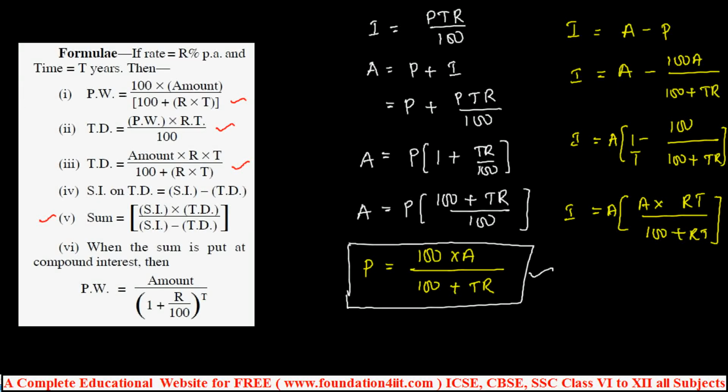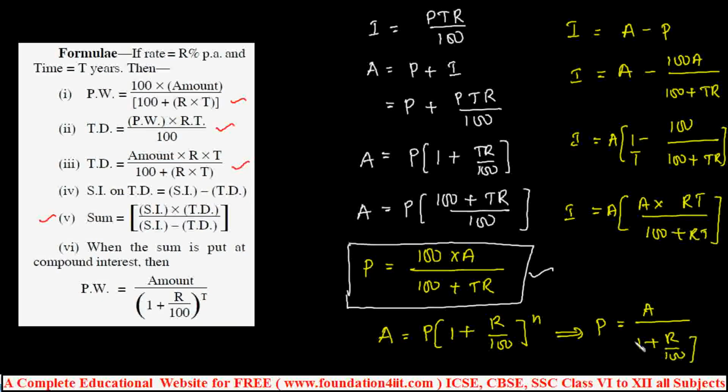And we already discussed in the compound interest chapter, that amount is equal to P into 1 plus r by 100 all to the power n. N is the time, right? Based on this, P is equal to amount by 1 plus r by 100 all to the power n. N is the number of times the interest is repeating, so n is the time here. Same with this last formula. When the sum is put at compound interest, then PW, present worth, is equal to amount by 1 plus r by 100 all to the power t.